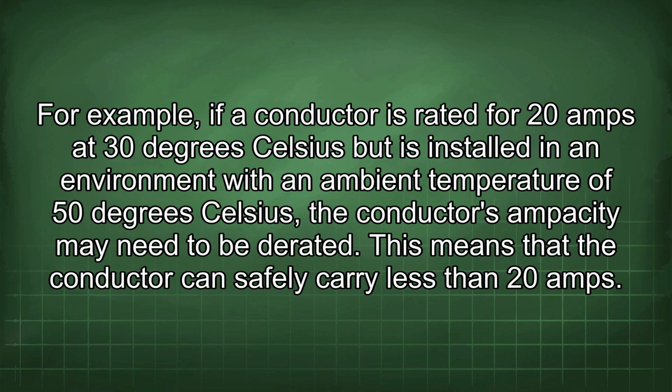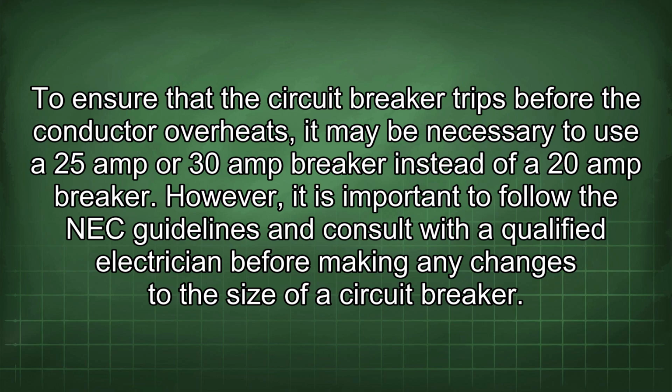For example, if a conductor is rated for 20 amps at 30 degrees Celsius but is installed in an environment with an ambient temperature of 50 degrees Celsius, the conductor's ampacity may need to be derated. This means that the conductor can safely carry less than 20 amps. To ensure that the circuit breaker trips before the conductor overheats, it may be necessary to use a 25 amp or 30 amp breaker instead of a 20 amp breaker.